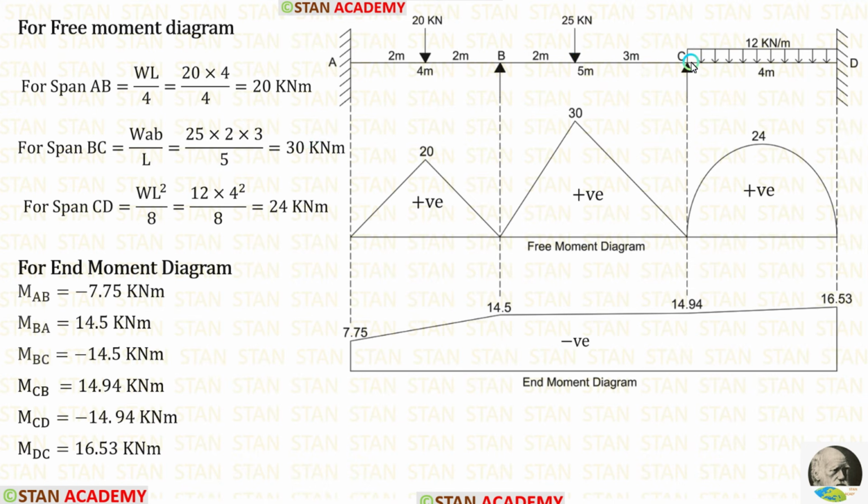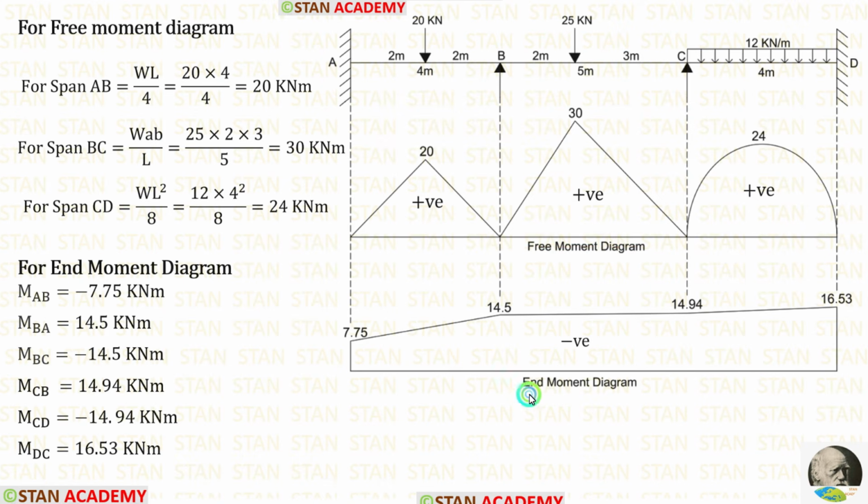In the simply supported beam, if the UDL is acting for the full span, the formula to calculate the maximum bending moment is WL square upon 8. Here W is 12, L is 4. When we apply it inside the formula, we are getting 24 kN-m. Using these three values, we can draw the free moment diagram.